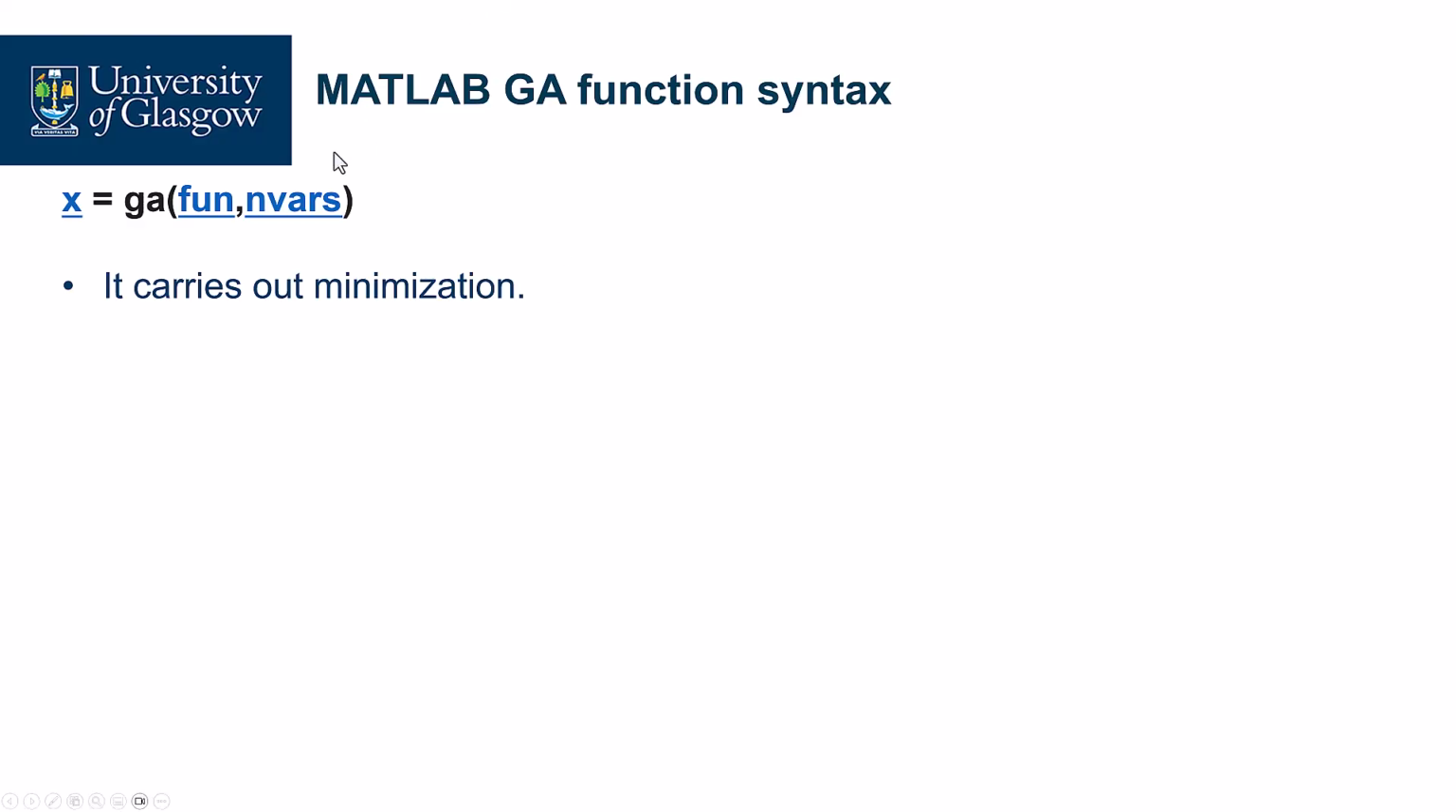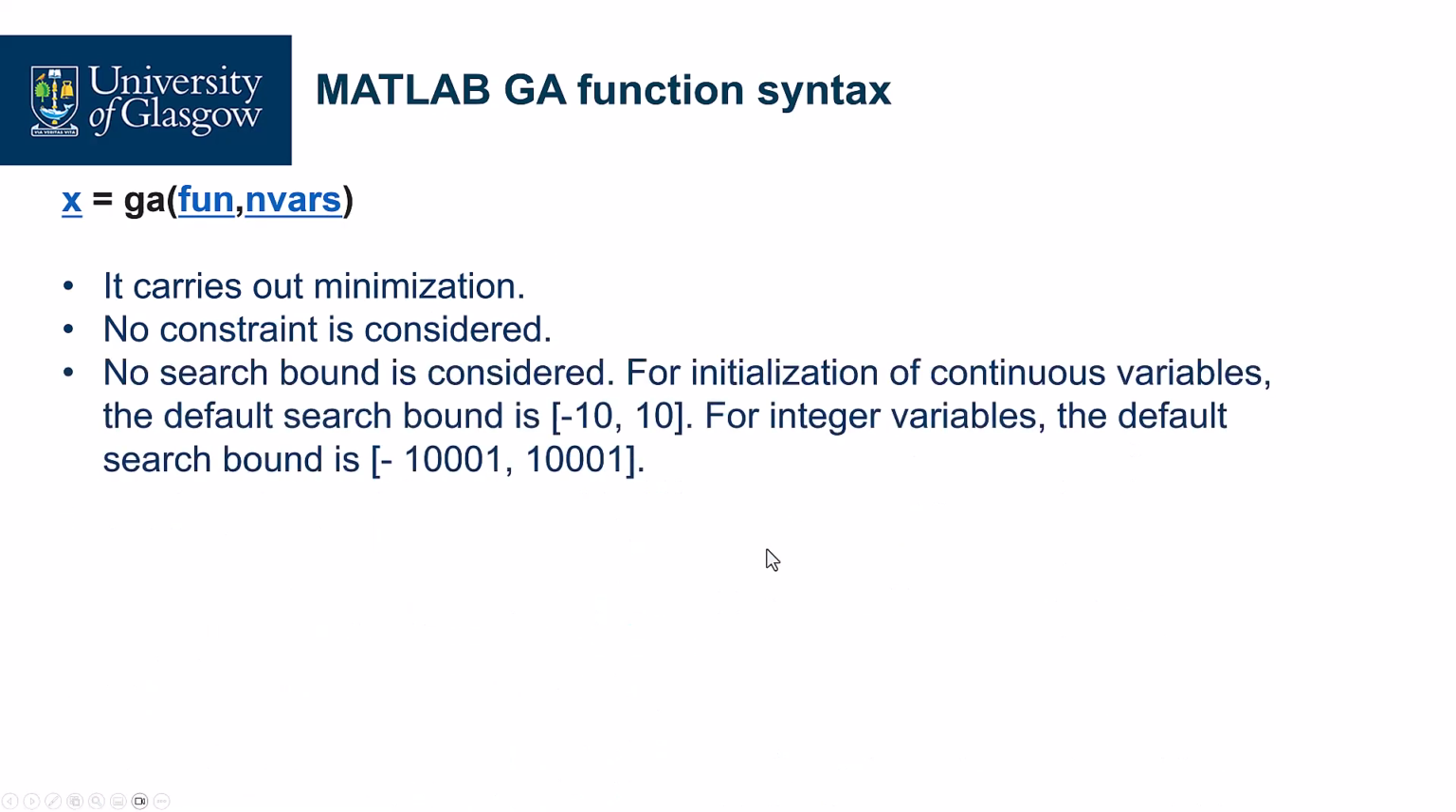Also, when using this simple format, constraints won't be considered. There's no constraint set here. And more importantly, there's no search bound, yet the search bound is always available in real-world optimization problems. If we don't set it, it uses a default search bound. For continuous variables, the default search bound is -10 to +10. For integer variables, the default bound is -10,001 to 10,001.